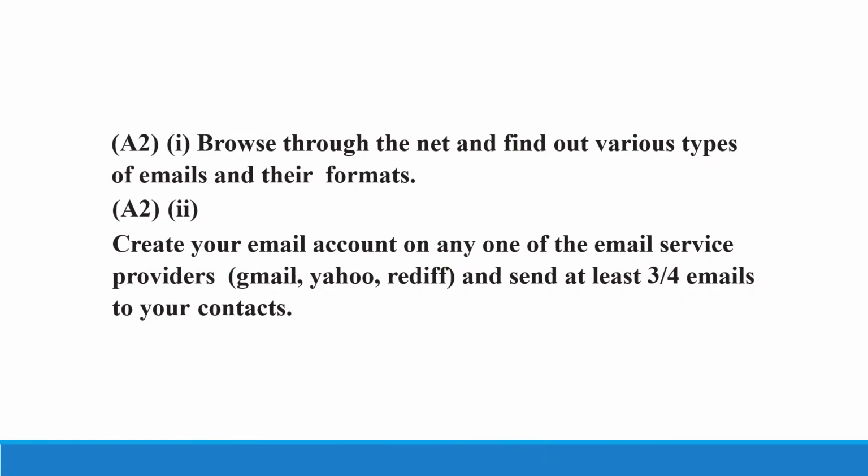The first task of activity 2 is to browse through the net and find out various types of emails and their formats. This you have to do by yourself by surfing through the internet. The second task of activity 2 is to create your email account on any one of the email service providers. Gmail, Yahoo, Rediff, all of these provide email services. From any one of them you can make your own email account and send at least 3 to 4 emails to your contacts. You can send the emails amongst yourselves. So do these activities by yourself.